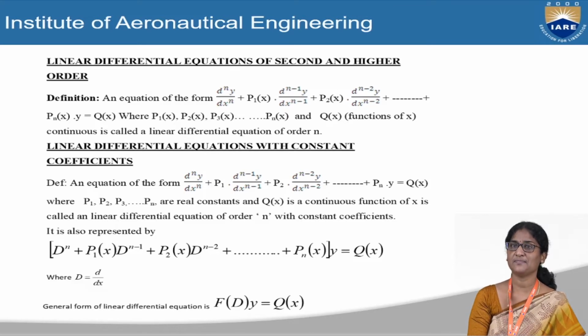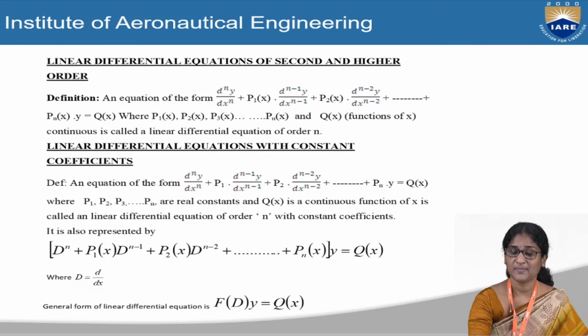Here p1, p2, p3 and so on up till pn, and q of x are either constants or functions of x, and these are called linear. Why is it called linear? Because the power here is nothing but 1. The power here, the whole to the power of 1. All terms contain the power 1.